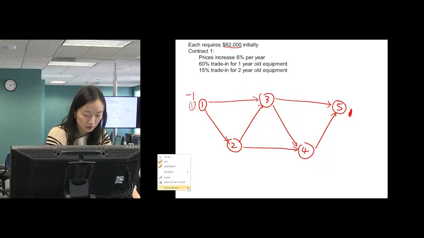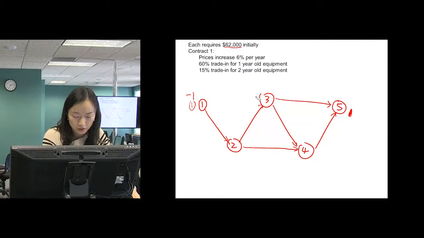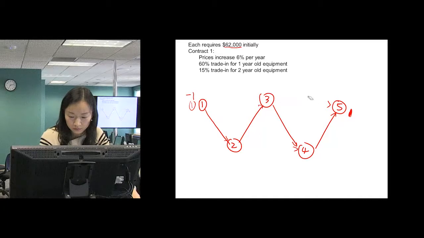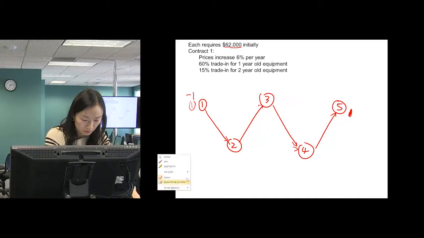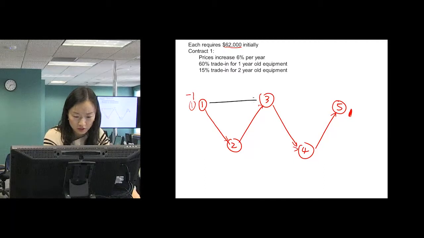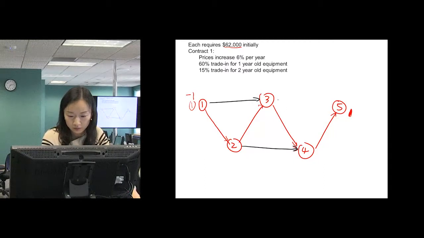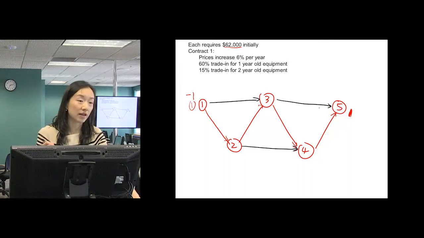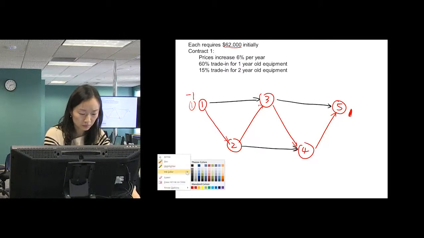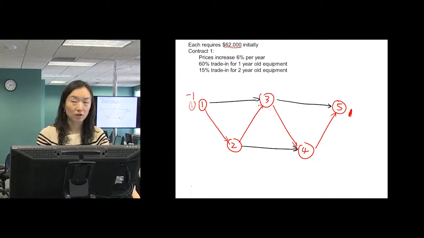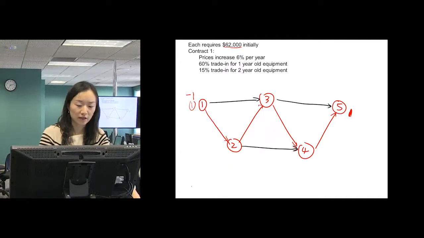Okay, so let me change the color here. These black arcs represent a 2 years trading, okay? And those red ones represent 1 year trading. So with this initial analysis, we find we can transform this problem into a network, and think of it in the way of a shortest path problem.